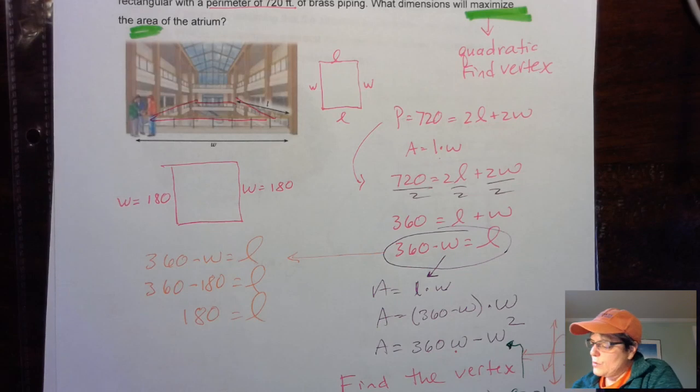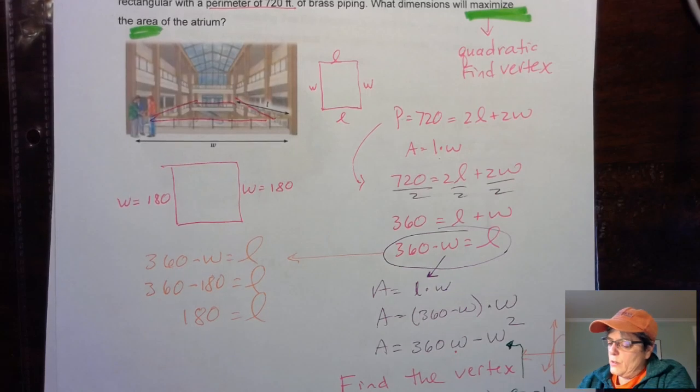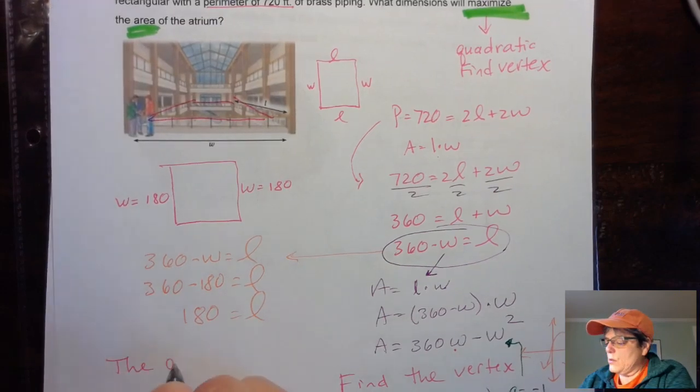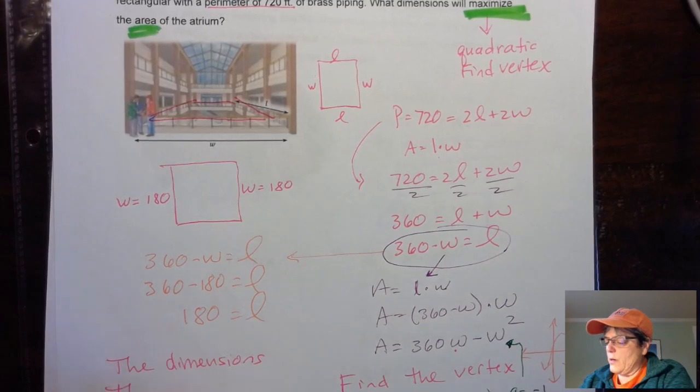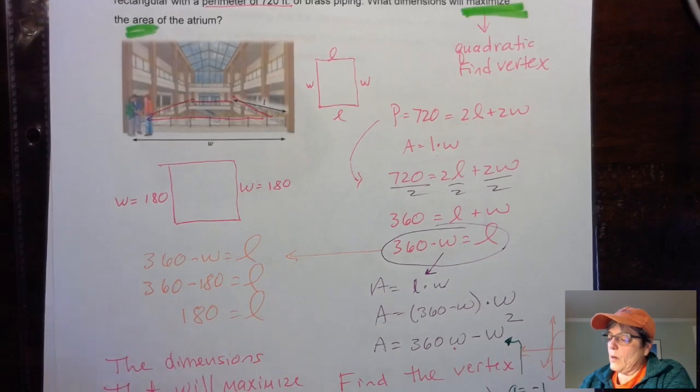Okay? So the answer to our question was, what dimensions will maximize the area? So the dimensions that will maximize the area are 180, this is in feet, by 180 feet. Okay?